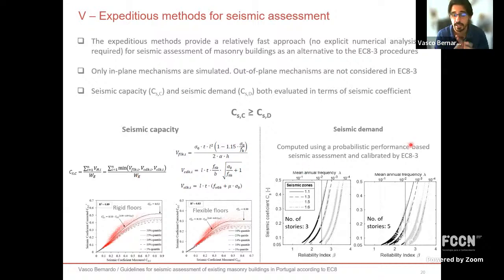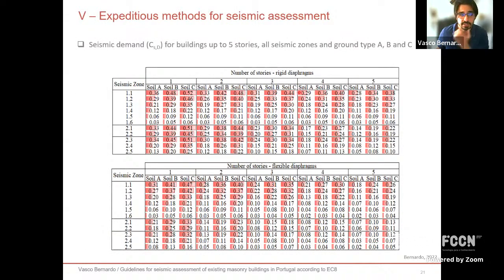The seismic demand, I will not enter into details here, but it was computed using reliability-based analysis, which was applied to a synthetic database of 8,000 masonry buildings. The seismic capacity needs to be compared with the seismic demand presented in this table. In this case, the seismic demand is presented for buildings up to 5 stories high, for all seismic zones of Portugal and the different types of soils according to the current version of the Eurocode Part 1. The seismic demand is presented in terms of seismic coefficient for rigid diaphragms and for flexible floors.